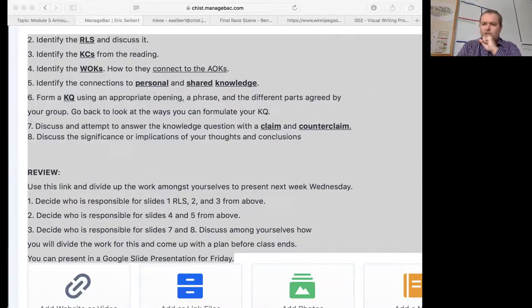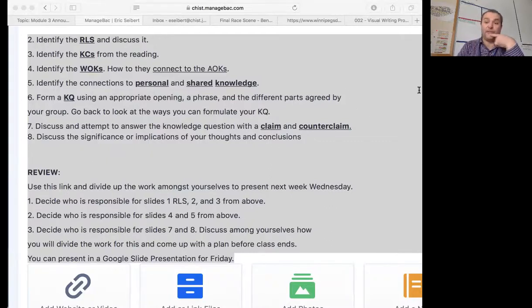Four knowledge claims, all quoted and then explained why it is a claim and how it relates to the RLS. Again, this is the knowledge question they came up with. What ways do indigenous knowledge systems, again, a little bit of an error there, affect one's intuition? So based on that knowledge question, we have our AOKs and WOKs. This is a little bit longer, different from the other presentation. I recommend bulleting it and making students talk on their feet.